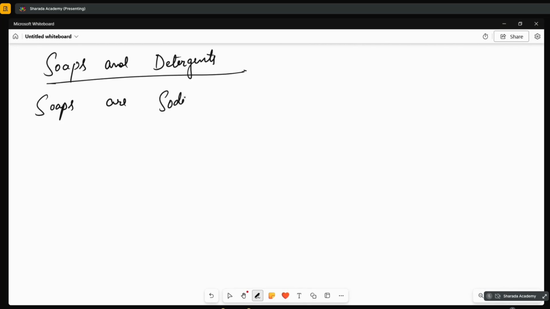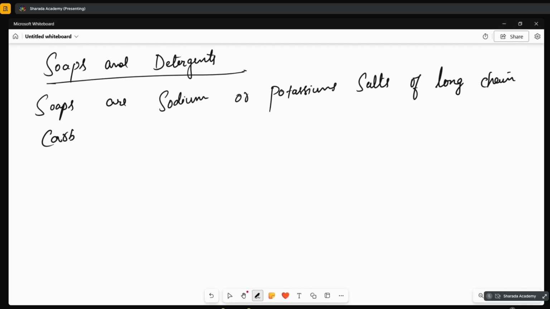Sodium and potassium salts of long chain carboxylic acid. Okay, so what will be the general formula here? R COONa plus. R can be H or any other group also can be there. It will be a long chain.